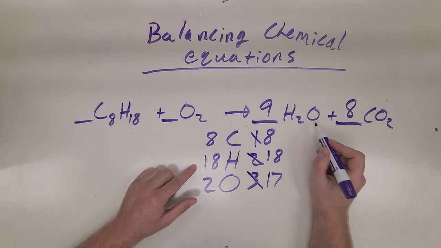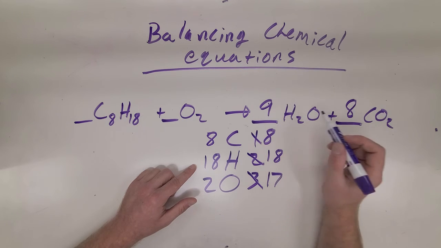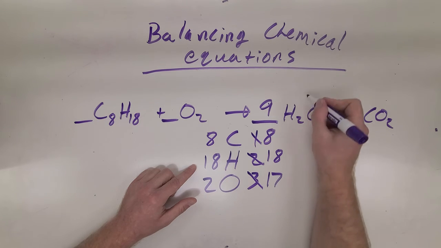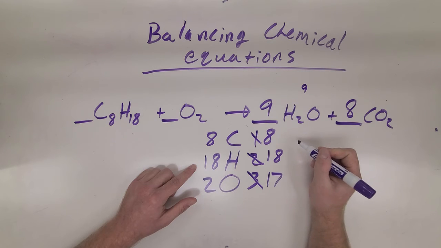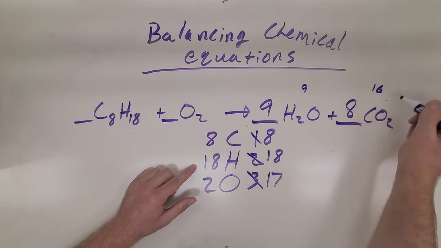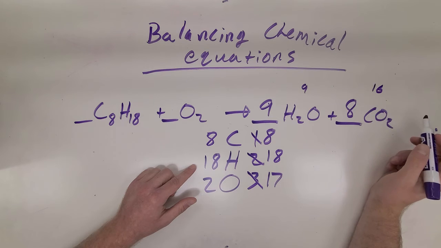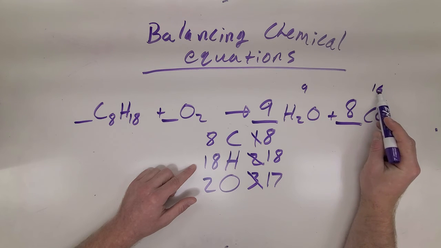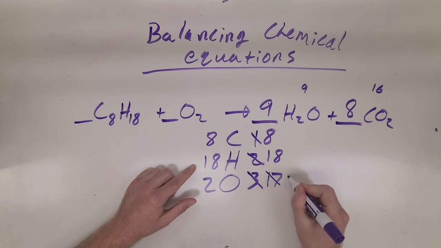But we also added more oxygen as well. So 9 times 1 gets us 9 more oxygen. So we have a total of 9 oxygen over here and 16 over here. So we end up with a total of, oh, mental math, that's 25. Yes, 25.